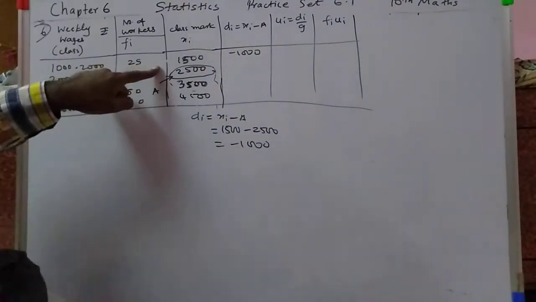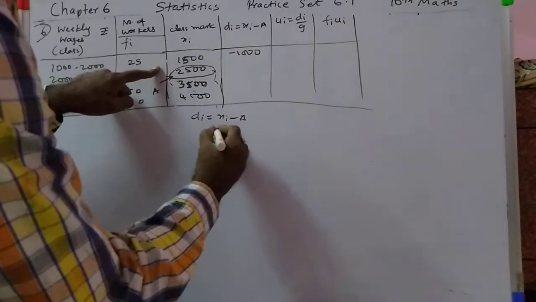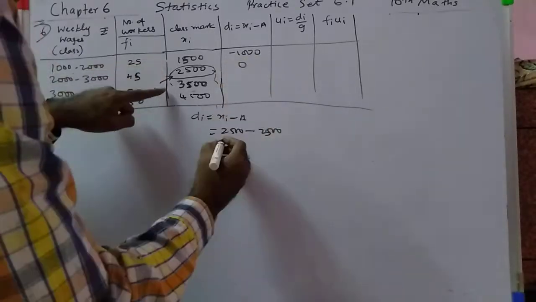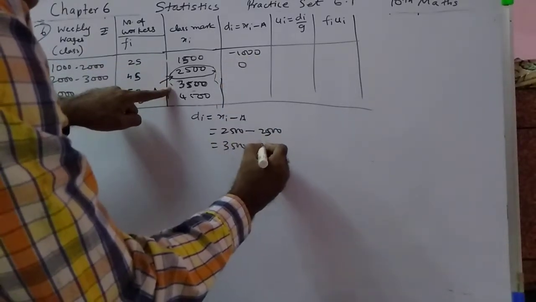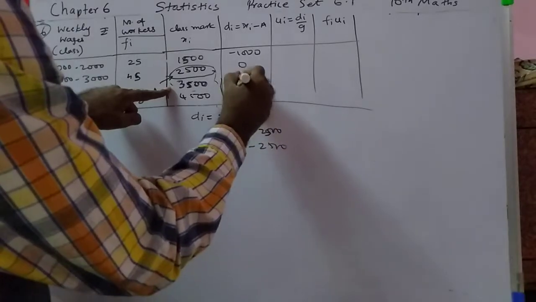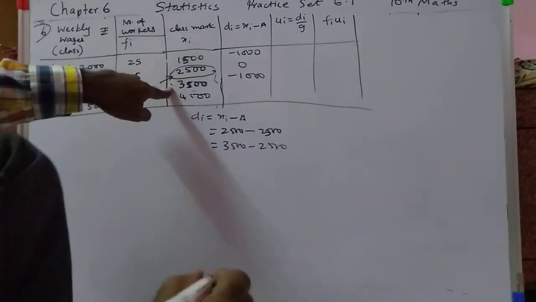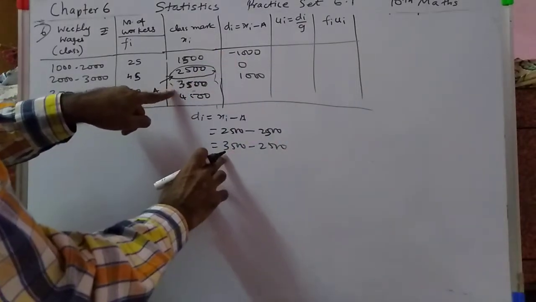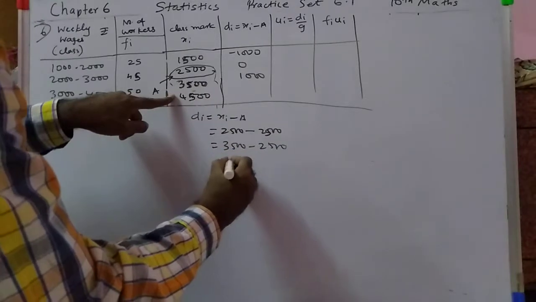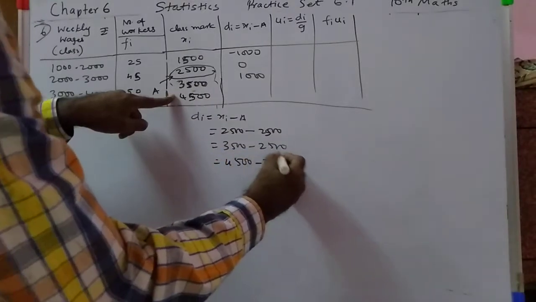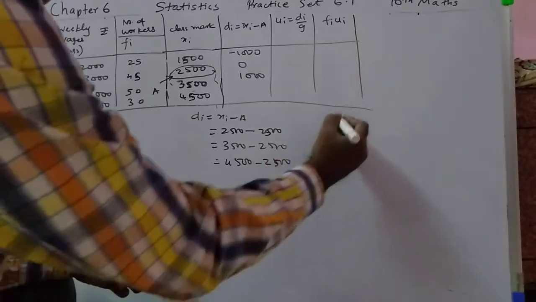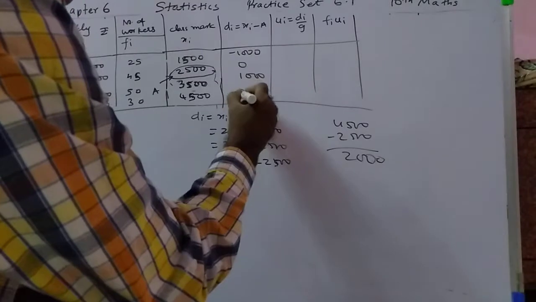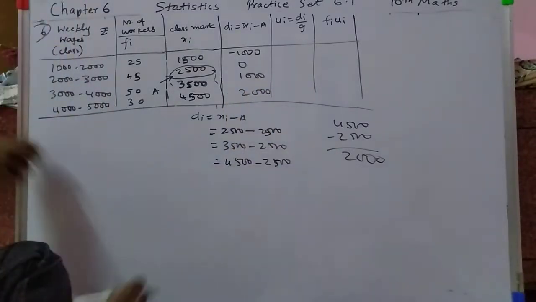Now next one is 2500 minus 2500. 0. Next one is 3500 minus 2500. I'll get 1000. Sorry, 1000 will come because it is plus, the bigger one. Okay. It will become 4500 minus 2500, that to do it here.